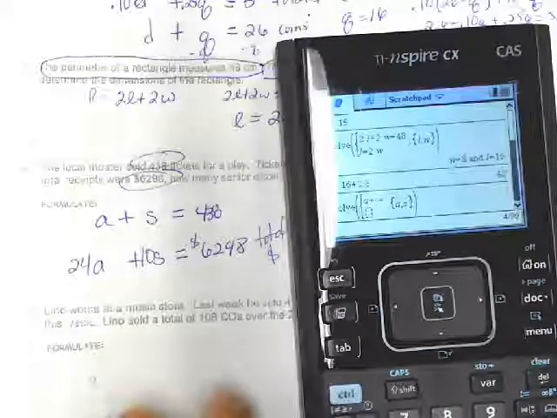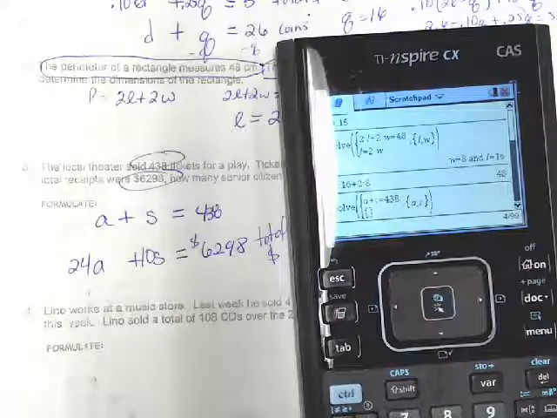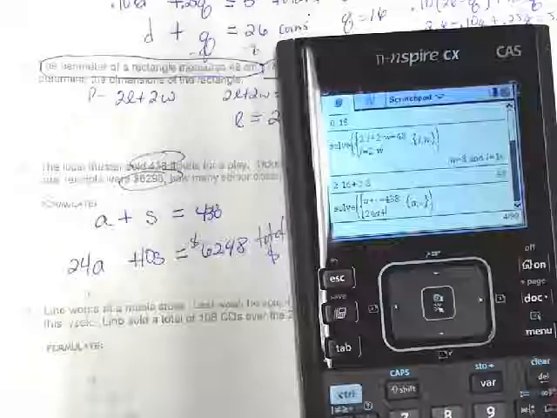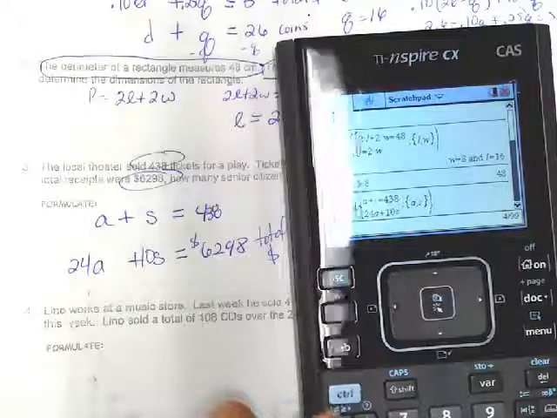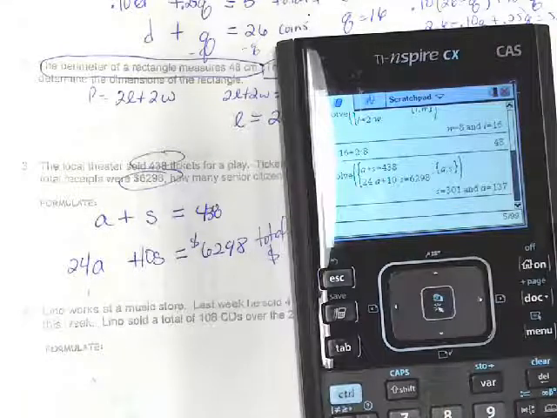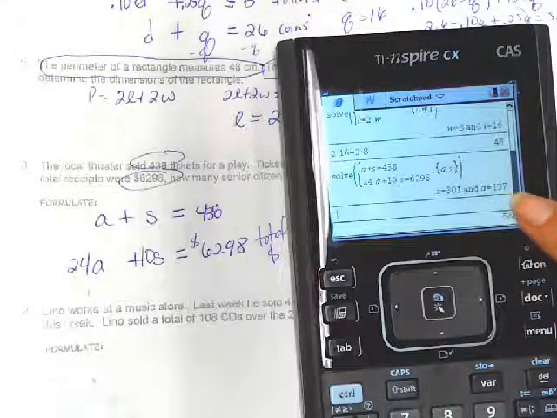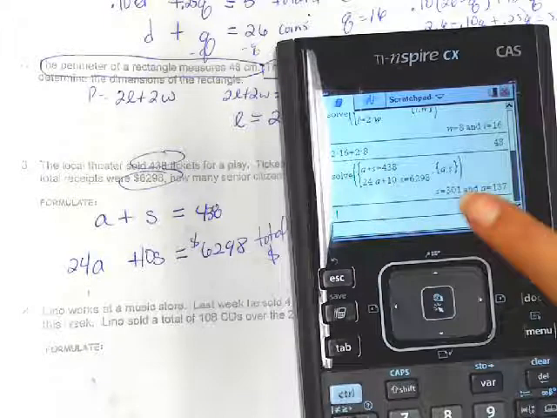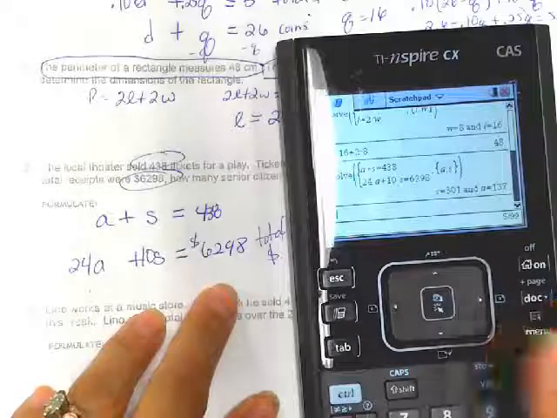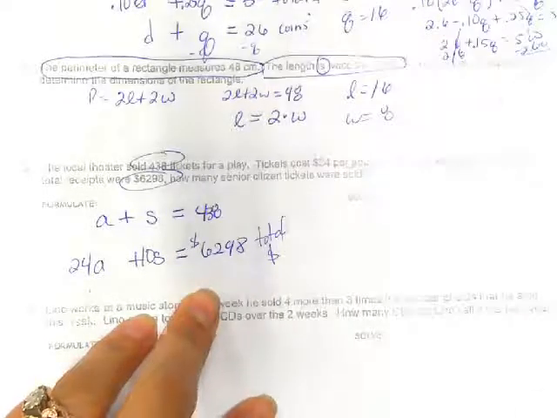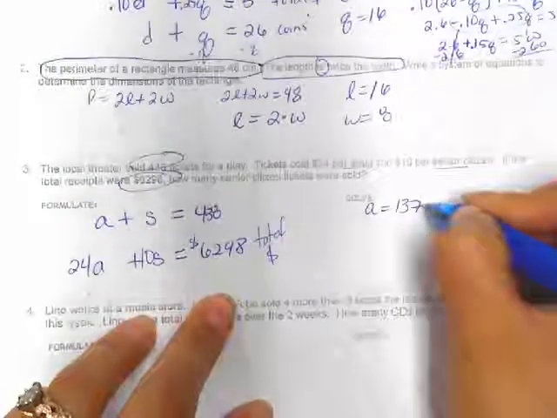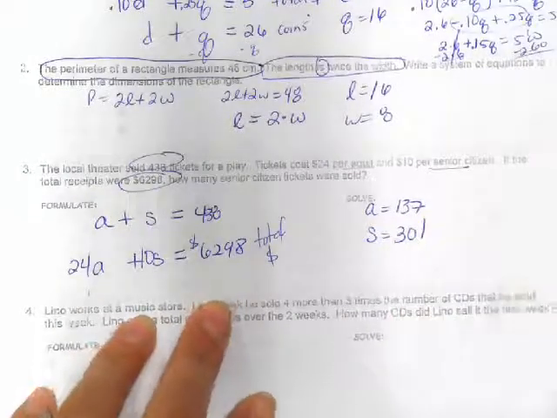Okay, so plug in 438, 24A plus 10S, 10S equals 62.98. So I have that they sold 137 tickets to adults and 301 for senior citizens. Did anybody get anything? Okay. So adults is 137, senior citizens 301.